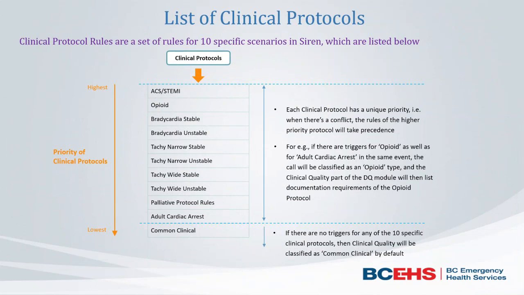Here's a list of the 10 clinical protocol rules, and each one has a unique priority. When there's a conflict, the rules of the higher priority protocol will be used. An example is if there are triggers for ACS STEMI and adult cardiac arrest in the same event. The call will be classified as an ACS STEMI, and the clinical quality rules will use the STEMI protocol rule set. In the future, clinical and medical programs will look to build out more rules that align with our clinical quality performance indicators.